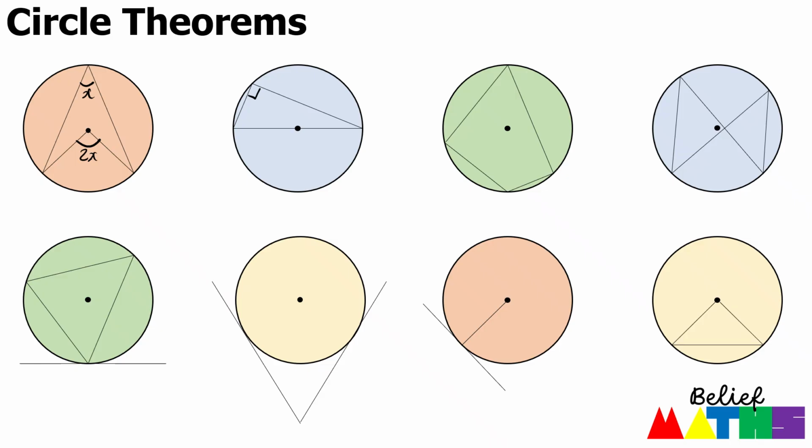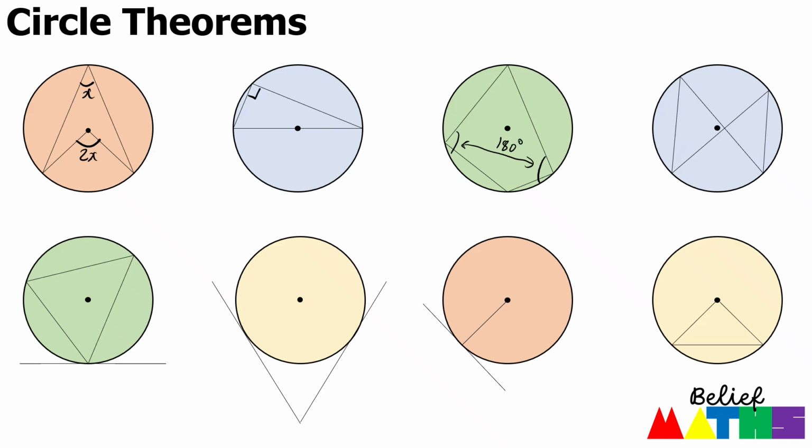The next one, we've got a quadrilateral, a 4-sided shape. All 4 vertices are on the circumference. And what that means is the opposite angles add to make 180. And that's the same in both directions.